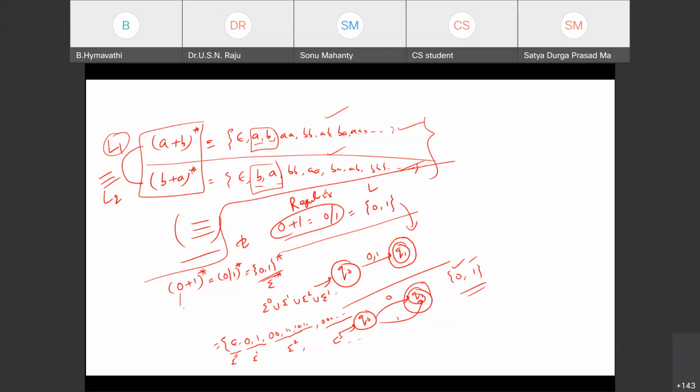Now can you give the automata for this 0 plus 1 whole star? Any one of you, please? Q0 self loops with input 0, 1. Yeah, only one state, Q naught, with 0 comma 1. Now consider this automata. It will accept any string made up of 0 and 1, including null.